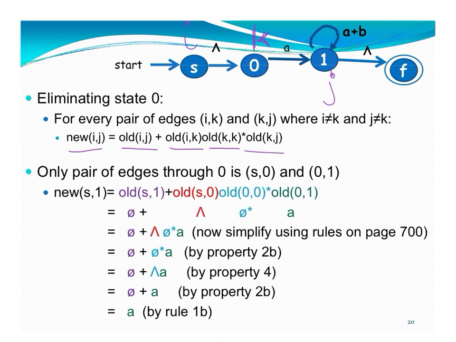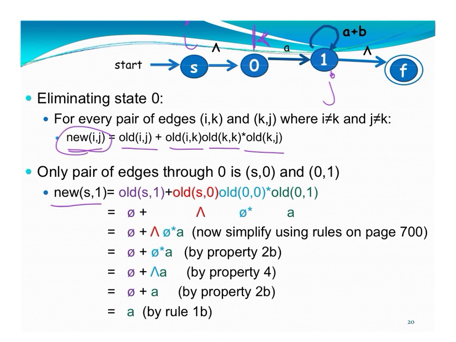So in this case, since I is S and j is 1, the new path from S to 1, that's the same as the new ij, equals, and now what I'm doing is I'm just translating. Old ij, that means old S1. Old ik, old S0, and so on. Old kk is the old 0, 0. Old kj is the old 0, 1. Right?